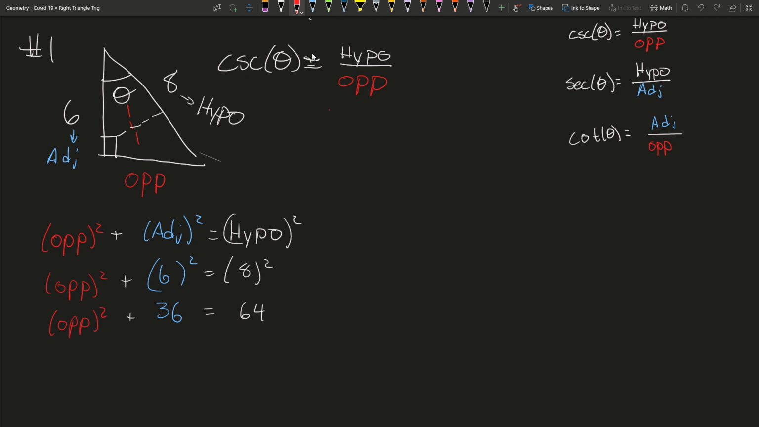Again, everything we've done up until this point is pretty much the exact same. And then we need to solve for the opposite. So we subtract 36 from both sides. When we do that, we get that the opposite squared is equal to 28.